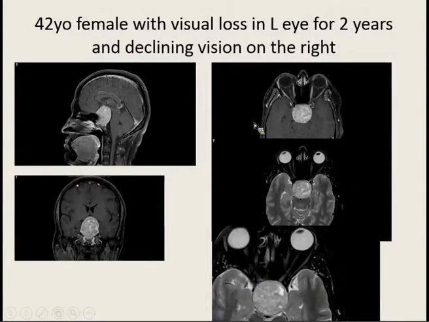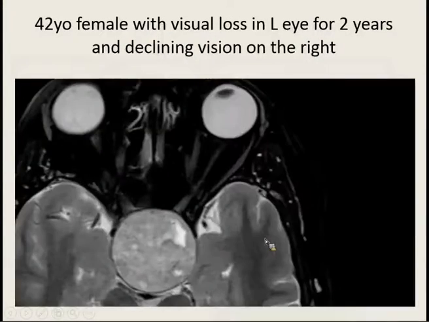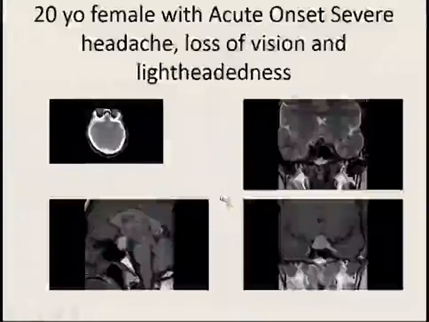visual loss in the left eye for 2 years and declining vision in the right eye. I don't know that that's going to show up perfectly, but even on this T2 axial sequence, you can see the left eye that the patient's essentially blind through. The optic nerve is completely atrophic as compared to the contralateral optic nerve, which is nice and fat and robust like one would expect. This highlights it a little bit better, so atrophic optic nerve.